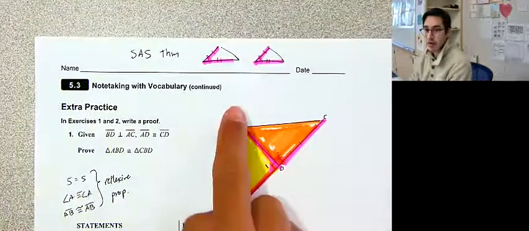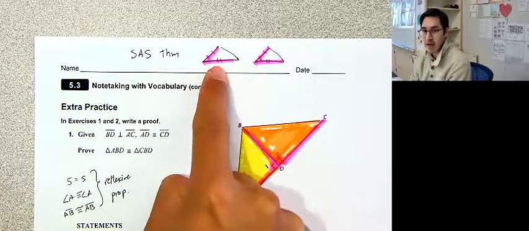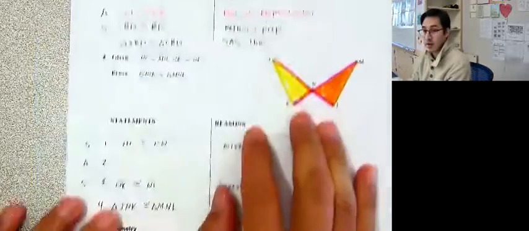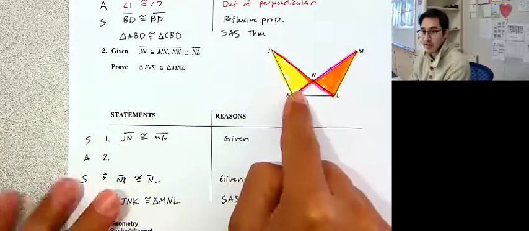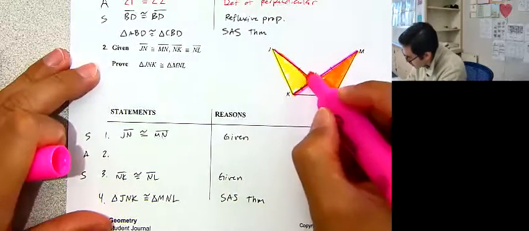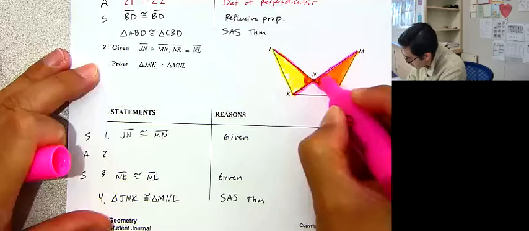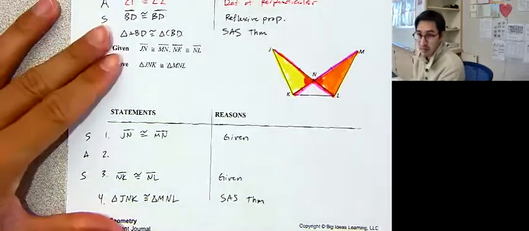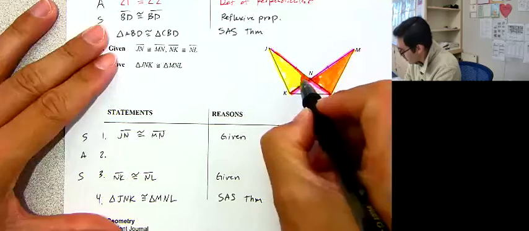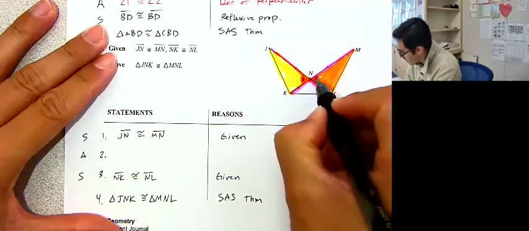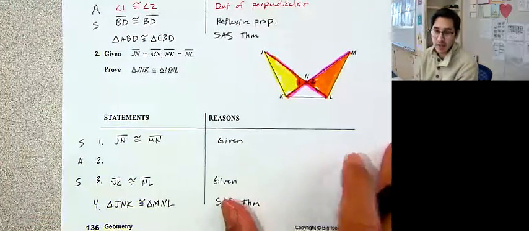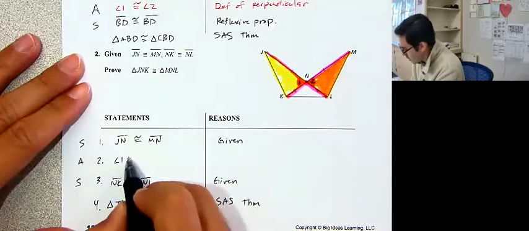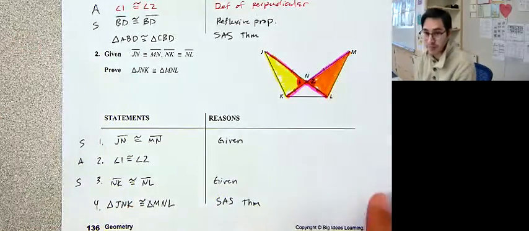So the pattern we're looking for is a side angle side pattern. We want two sides and the angle in between. I have two sides, so the angle in between is going to be this angle right here. Just for simplicity's sake, I'm going to call this angle number 1, and I'm going to call this angle number 2. And I want to claim that these two angles are congruent. Angle 1 congruent to angle 2.